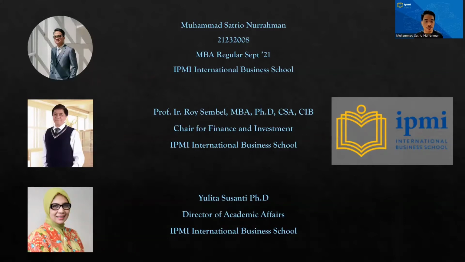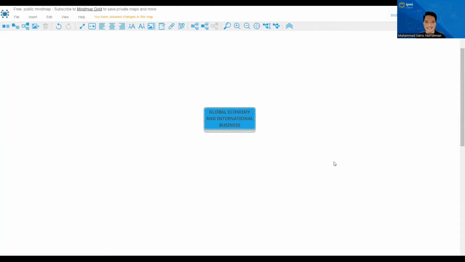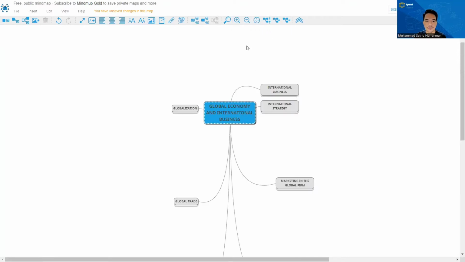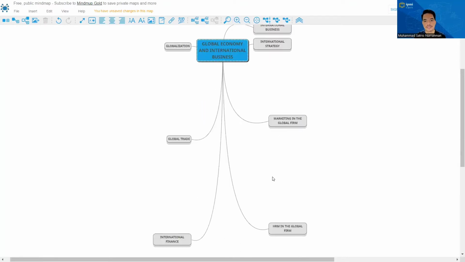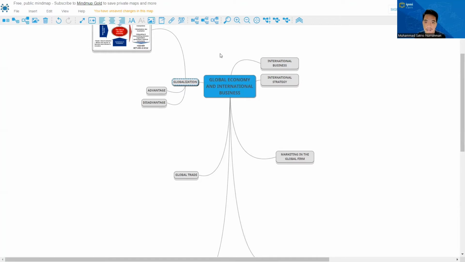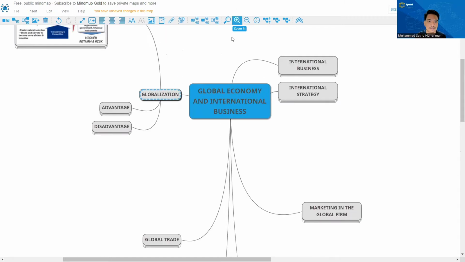Now let's move to the main topic of this part. This is the main topic that I've been learning: global economy and international business. This course has 7 main topics that I've been learning in the last 2 months. The first topic is about globalization. Globalization is a trend toward greater economic, cultural, political, and technology interdependence among national institutions and economies. Now let's focus on the first topic.